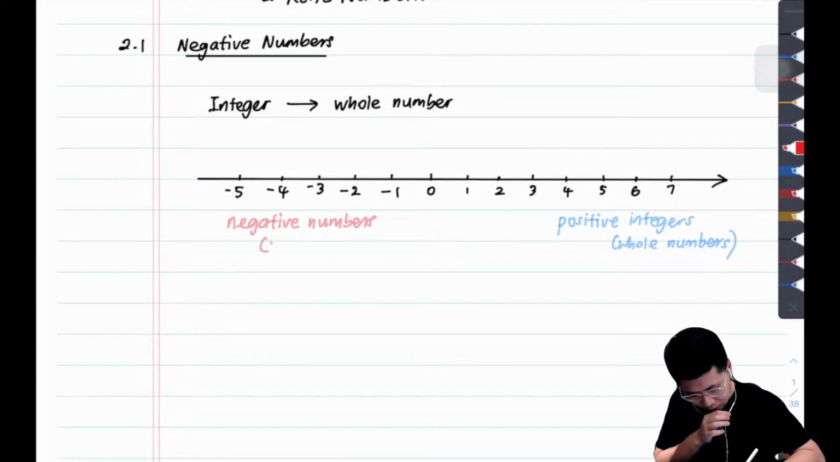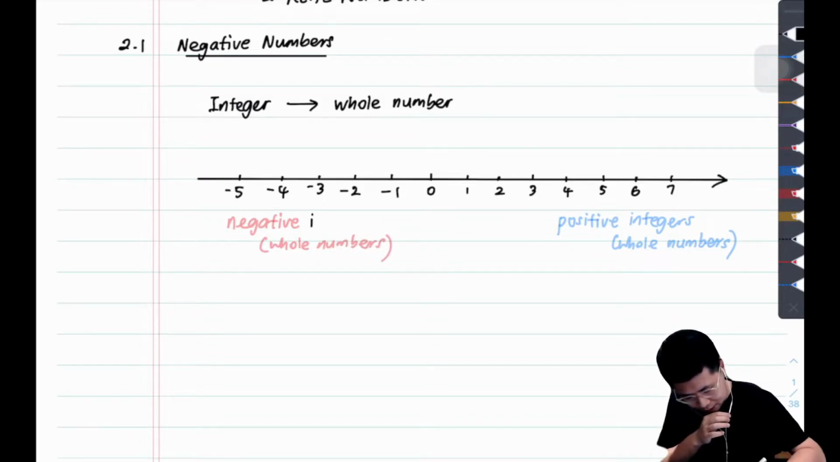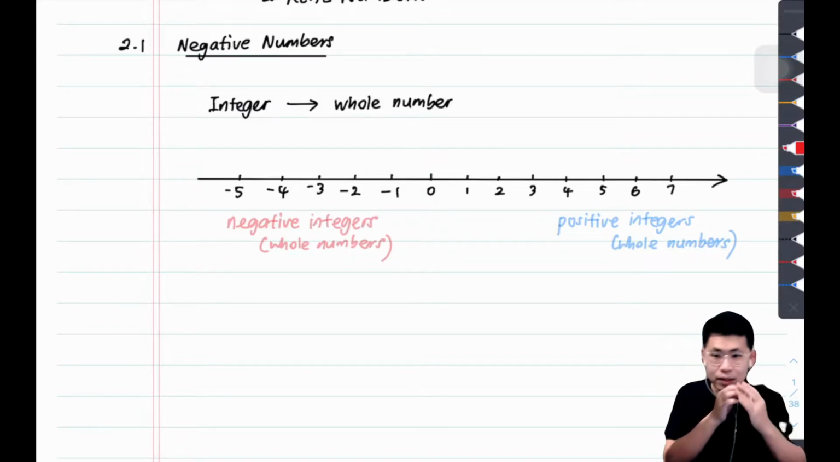Okay, and also these are your negative whole numbers. Oh wait, sorry, not numbers. Instead it should be negative integers. Yeah, okay, so negative integers on your left.